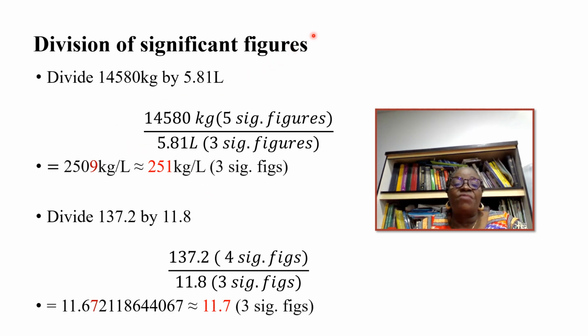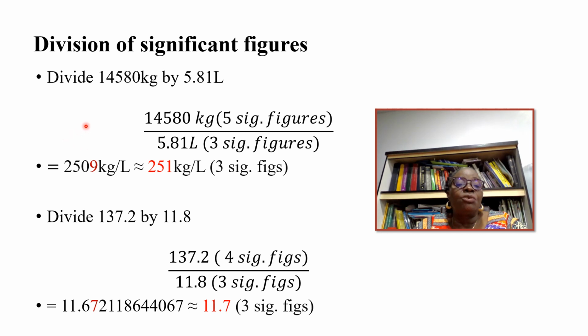Division of significant figures. When dividing two or more numbers, count the significant figures in each of the original numbers. Take the smallest of the numbers of significant figures. The product or quotient will have that minimum number of significant figures. Always note that. They say divide 14580 kilogram by 5.81 liters.